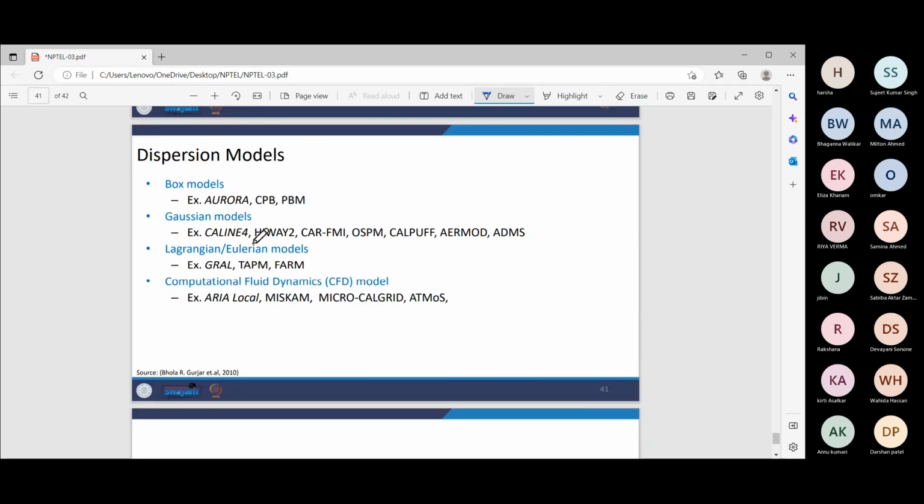Gaussian models will have Colleen, Highway, Car FMI, Air Mod, ADMS, and so on. Lagrangian and Eulerian models will include GRAL, TAPFM, PALM. CFD models will include Area, MISCAM, Microcalculate, Atmos.